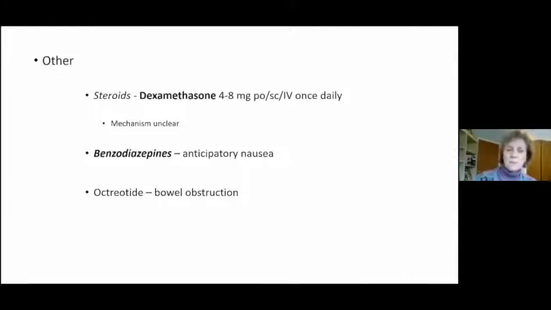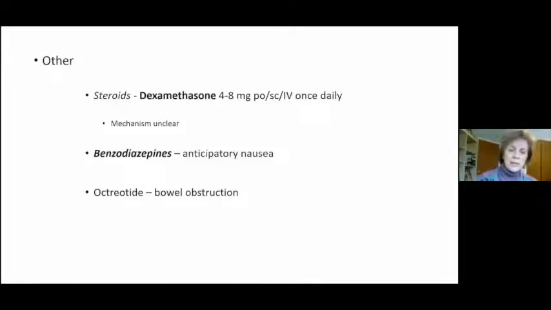Benzodiazepines, and there's lots of them, can be used for anticipatory nausea. So that's a person who may walk into the clinic or the hospital to get their regular chemotherapy, and just the mere fact that they see the hospital or they know they're coming in makes them nauseated. And that's where benzodiazepines have a role.